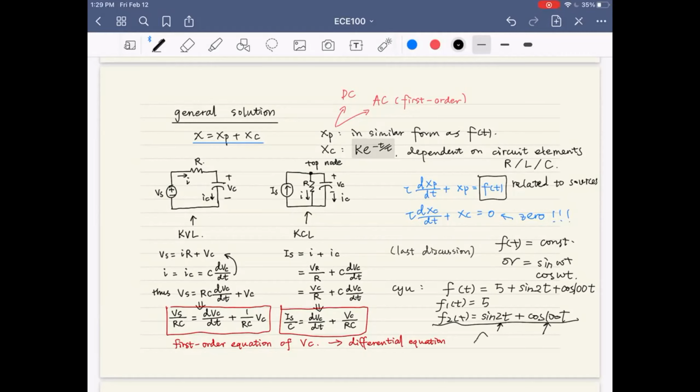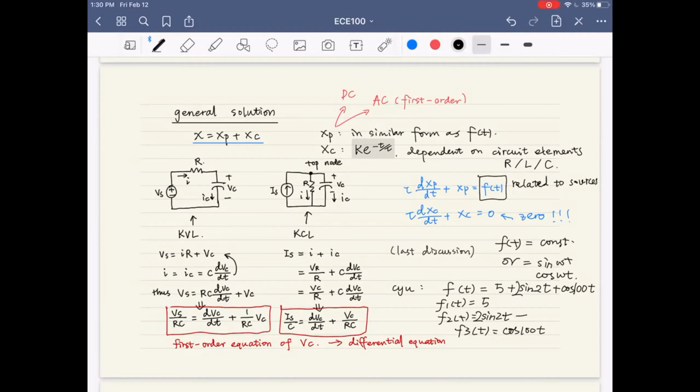Intuitively, sine 2t may look like this, and cosine 100t may look like this. And their frequency is very different. So before we go into chapter 5 and know how to combine two sine functions using the sinusoidal series, for example, if we have 2 sine 2t here, we should put 2 here, right? It still belongs to the term of sine.